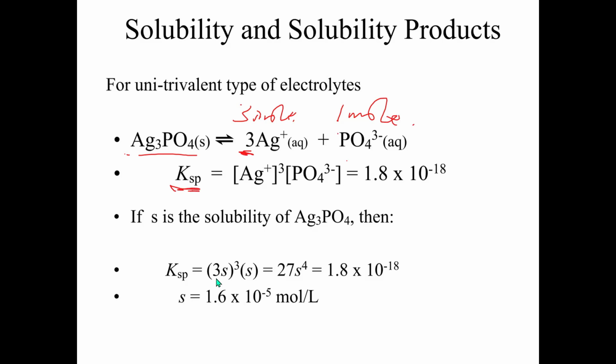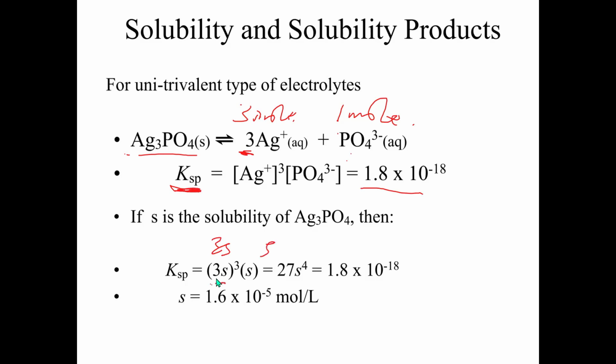And of course, the Ksp, that is the solubility product, is 1.8 times 10 raised to the power of minus 18. So if S is the solubility of the silver phosphate, then since silver is 3 mole, it is going to be 3S, and this one is 1 mole, so it is going to be S.